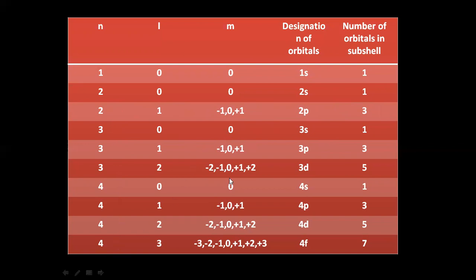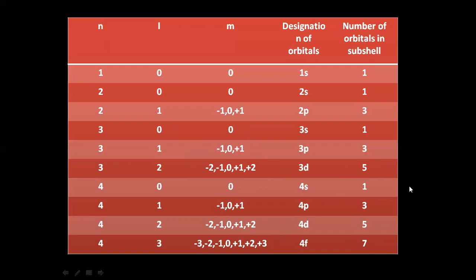So you can just have a look that for 3, it will be 0, 1, and 2, because it ranges from 0 to n minus 1. So n minus 1 is 3 minus 1, which is 2. So 0, 1, 2. For 0, it will be 0. For 1, it will be minus 1, 0, plus 1. For 2, it will be minus 2, minus 1, 0, plus 1, plus 2. So the total number of orbitals for d will be 5. Similarly, for f, you will get 7. So you can just go through that. I hope you'll understand that.